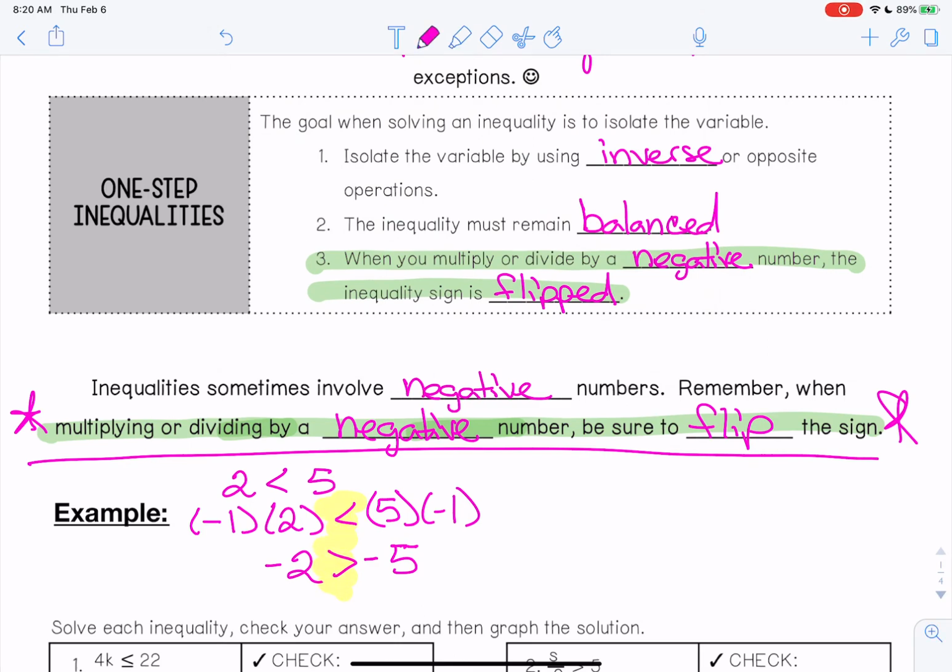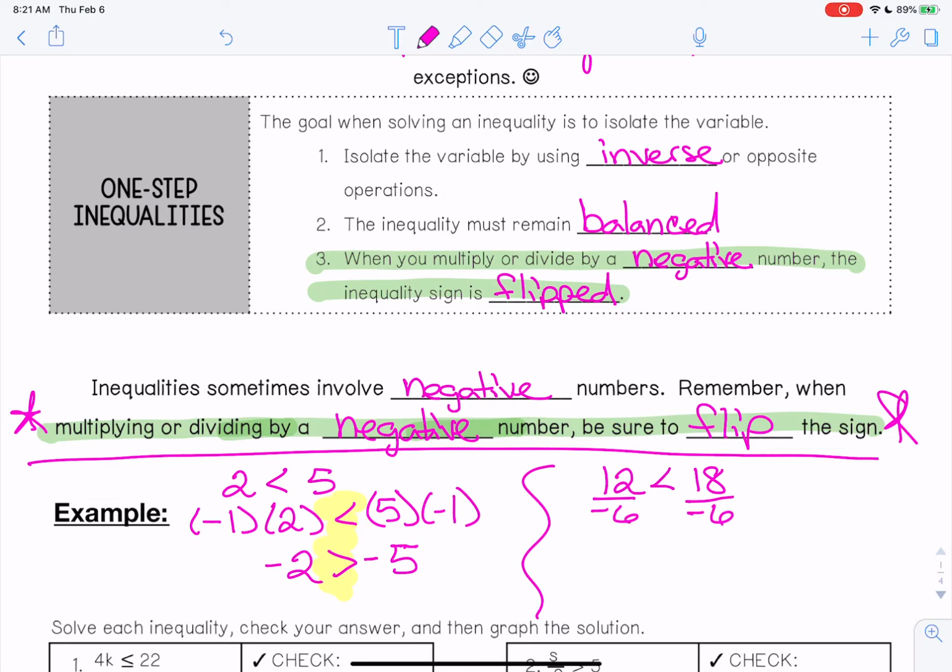All right, let's try one where we're dividing. Let's say I have 12 and 18. Well, we can agree that 12 is less than 18, or smaller than the number 18. Now let's see what happens when we divide by a negative. So I'm going to divide both sides by a -6.